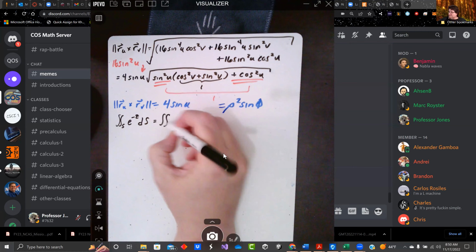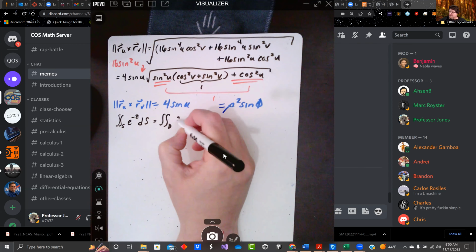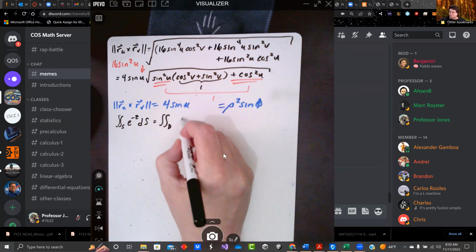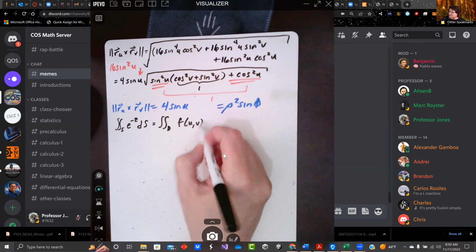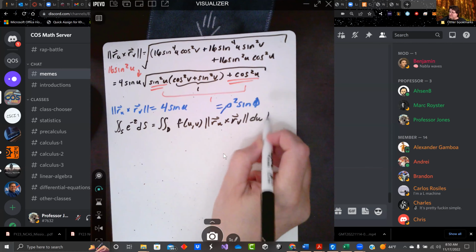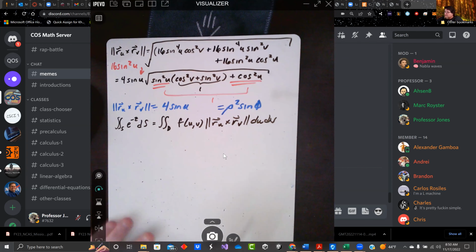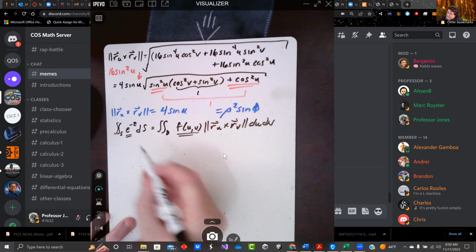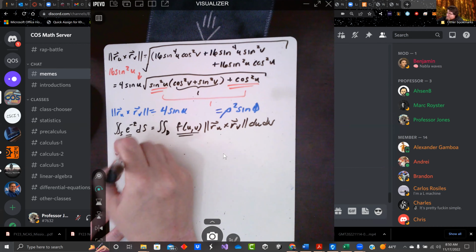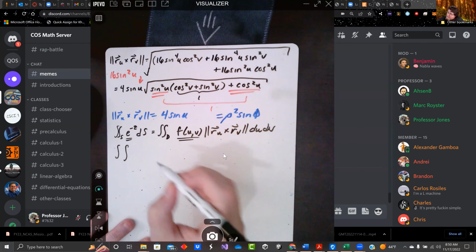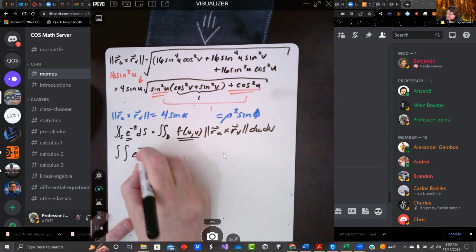I'll rewrite the formula. The generic form is f of u v, r_u cross r_v, du dv. So where is that equal here? e to the negative z is my f. I need to write that in terms of u and v. z was 2 cosine u, so this is e to the negative 2 cosine u.